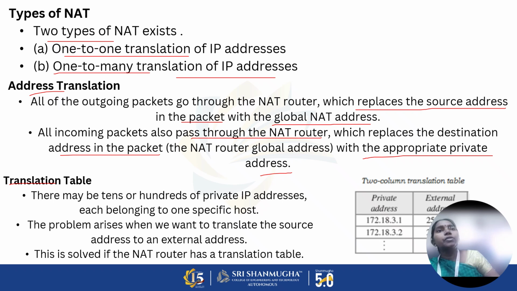So translation table. This is the translation, a two-column translation table. So private address, external address also we are using. 172.18, it's a starting address. 172.18.32, it's another address. Okay. So there may be tens or hundreds of private IP addresses, each belonging to one specific host. The problem arises when we want to translate the source address to external addresses. This is solved if the NAT router has a translation table.